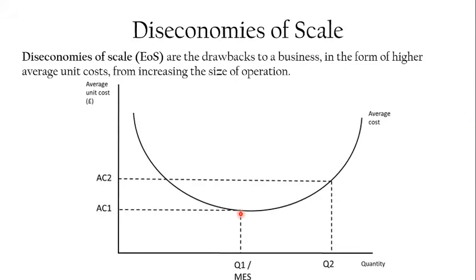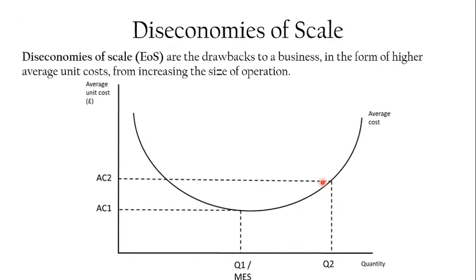However, we get to a point where the organisation becomes more difficult to control, and it actually increases our costs again, and we start to suffer diseconomies of scale. So that's a very brief overview of this unit.